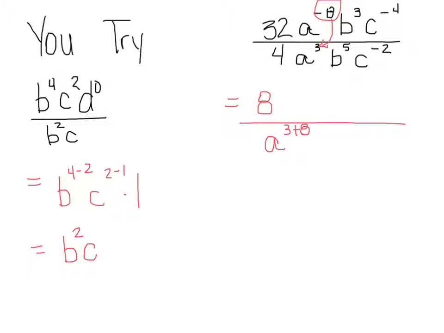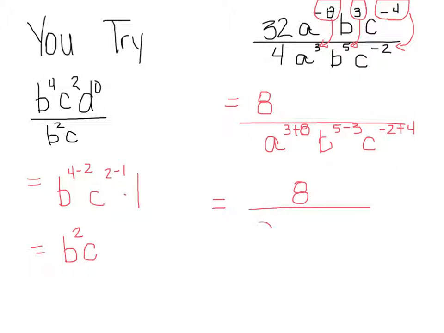Cross the smaller exponent to the larger. We have b to the 5 minus 3 in the denominator. Again, we're crossing the smaller exponent to the larger. So in the denominator, we have c to the negative 2 plus 4. My answer, 8, a to the 11th, b to the 2nd, c to the 2nd.